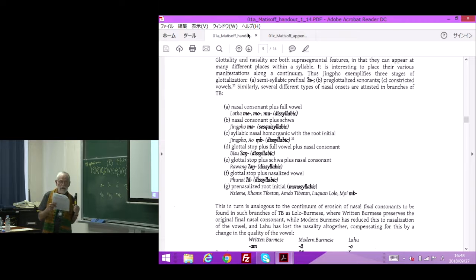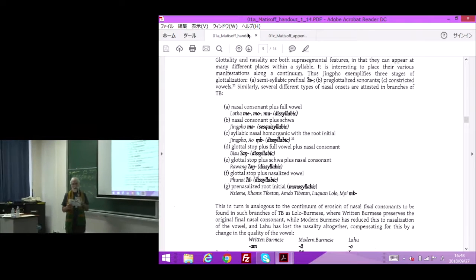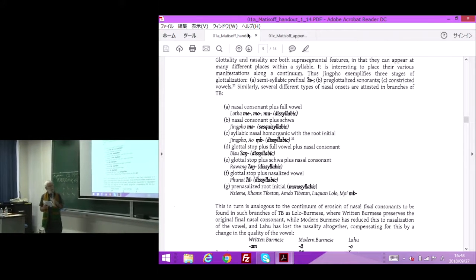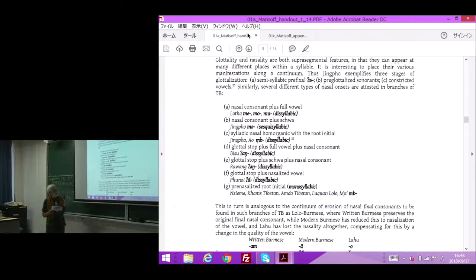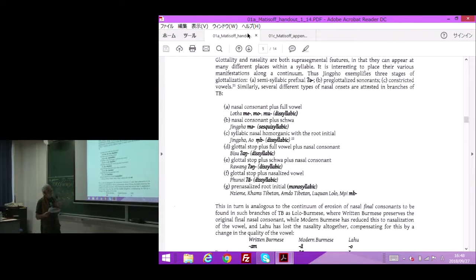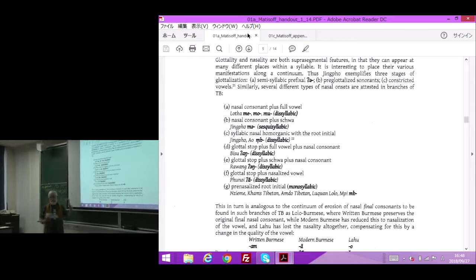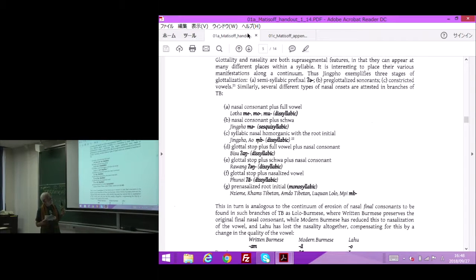Sometimes you get a glottal stop plus a full vowel plus a nasal consonant, ang. Sometimes you get that, except it's unstressed and becomes ng. Sometimes the nasal consonant disappears altogether and you just have nasalization of the vowel. And then sometimes you suffer disappearance of the vowel, apheresis of the vowel, and you just have a monosyllabic root, b, b, b.